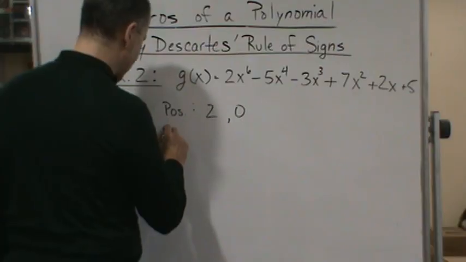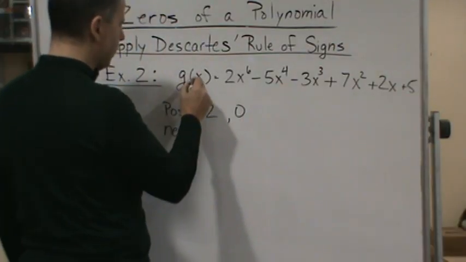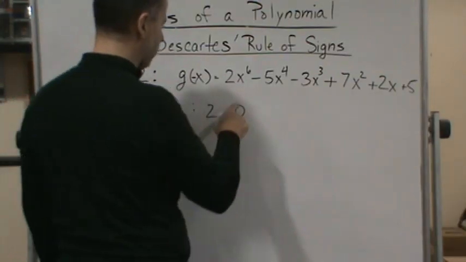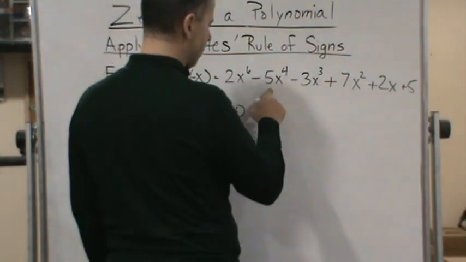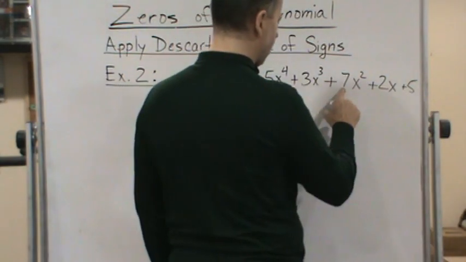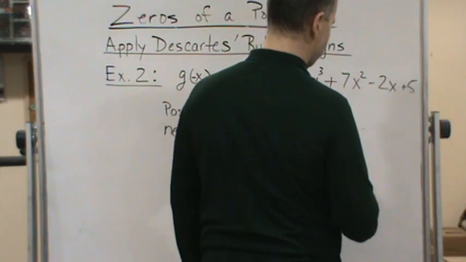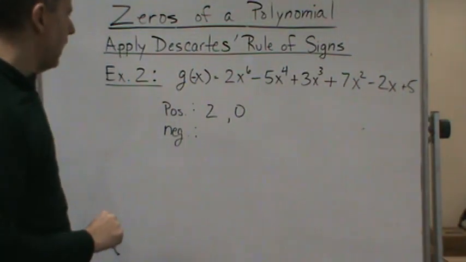Now, if we look at negative real roots, we're going to look at g of negative x and see what happens. So this is going to stay the same, this stays the same, this is going to change to plus, this is going to stay the same, this is going to change to negative. Okay, now let's count the sign changes.